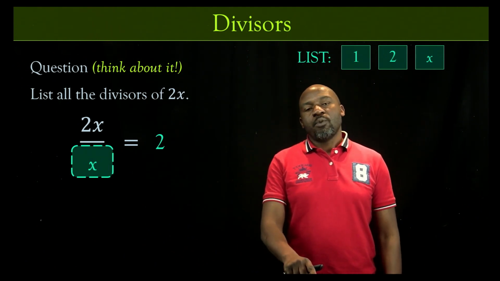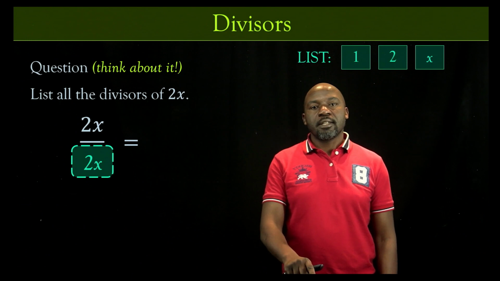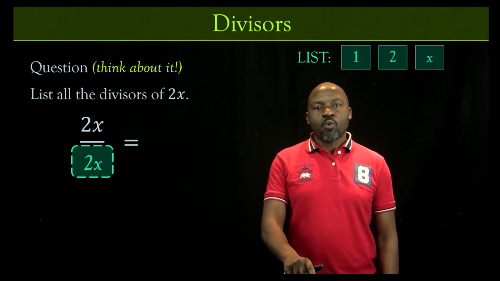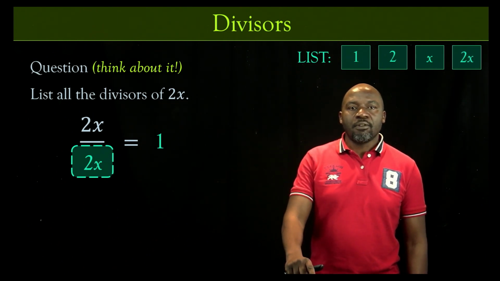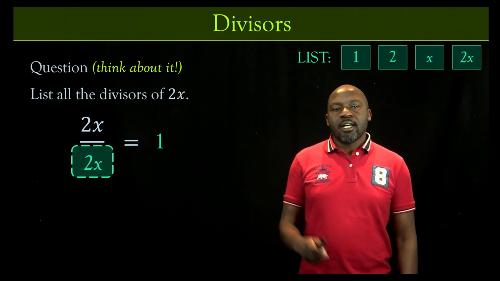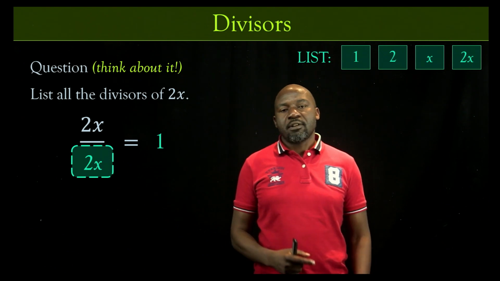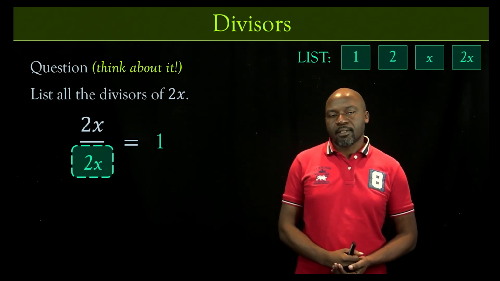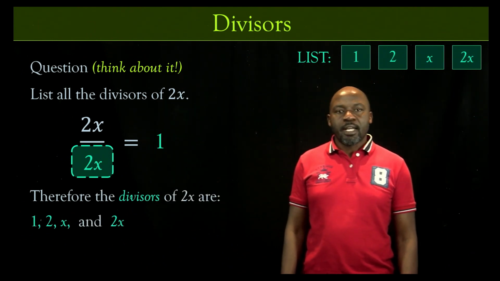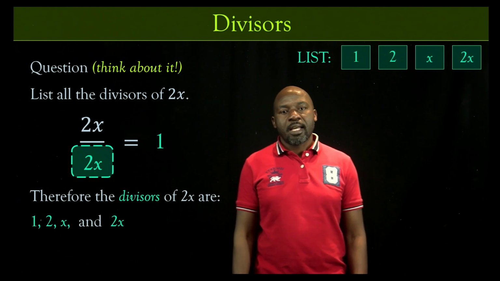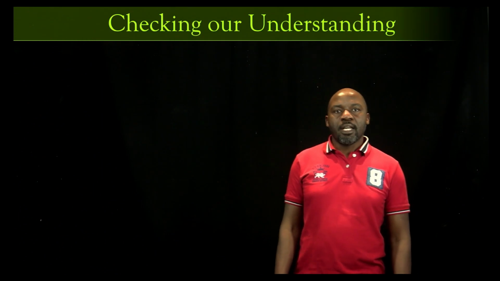Okay, and lastly, we try 2x itself. Does 2x go into 2x? And the answer is yes. 2x divided by 2x is 1, and therefore 2x itself is a divisor of 2x. So you can see again that 1 and 2x itself must be part of the divisors of the number 2x. Okay, so we can conclude then that the divisors or the factors of 2x are 1, 2, x, and 2x itself. Okay, all right, let's see if we are understanding this.